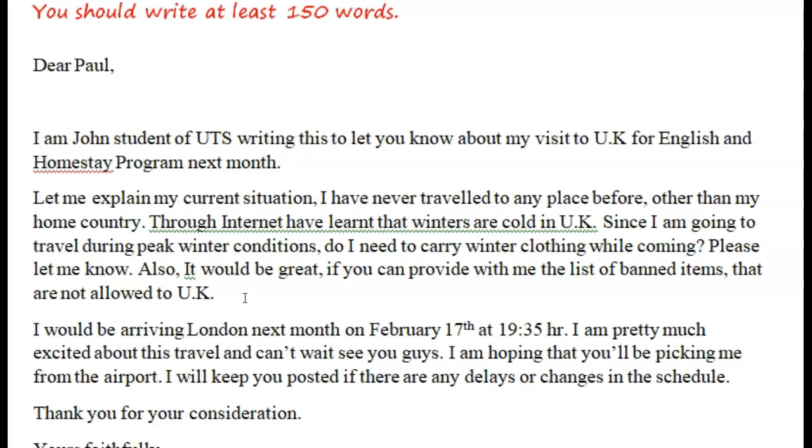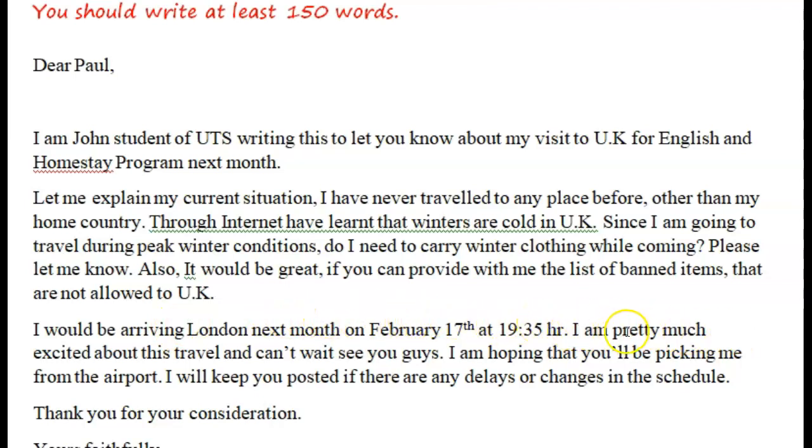You could say, for example, "is XYZ allowed in the UK?" This is something I use quite frequently in my country. Okay, that would make sense. All right, now here you've got some grammatical problems. "I will be arriving in London next month on this, at this," fine.